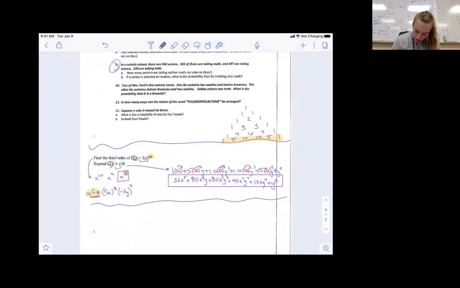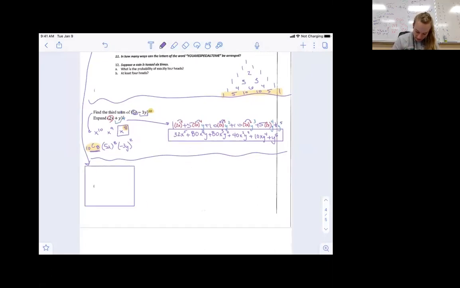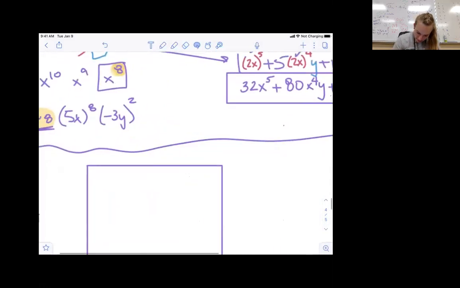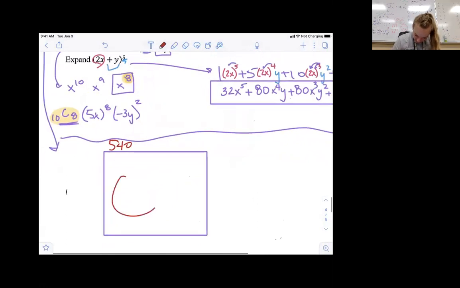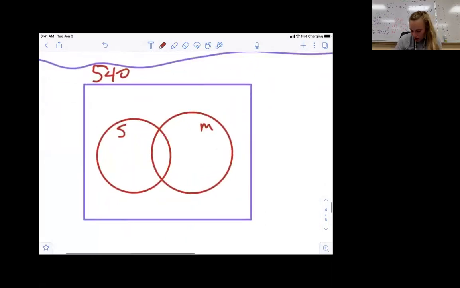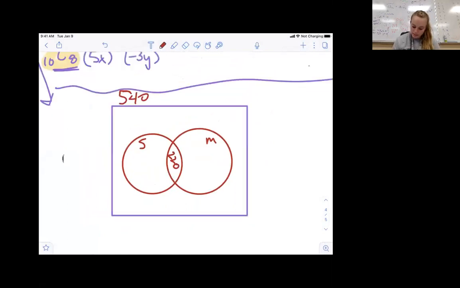Okay, so I'm looking at number 9 on page 4. It says in a school, there are 450 seniors, 335 of them are taking math, 287 are taking science, 220 are taking both. So we have to do our Venn diagram. There's a total of 540 students. I'm putting that on the outside. And then I've got the science bubble and I've got the math bubble. And it says there's 220 taking both. So that means the crossover is 220 right in there.